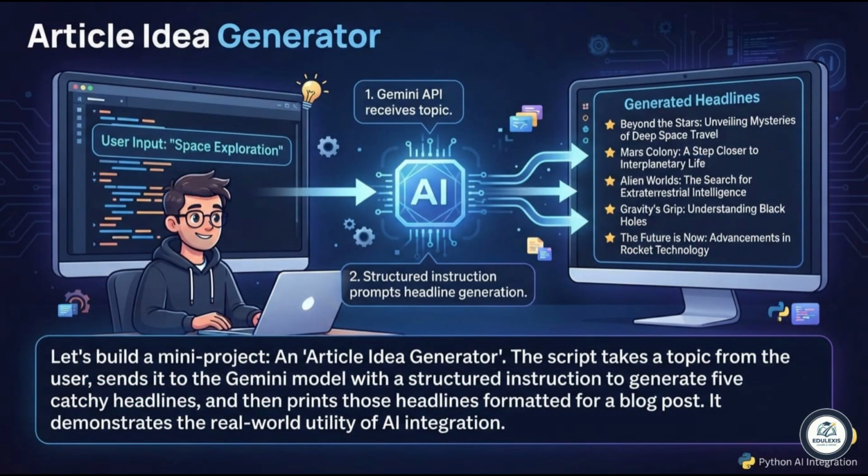Let's build a mini project, an article idea generator. The script will take a topic from the user, send it to the Gemini model with a structured instruction to generate 5 catchy headlines, and then print those headlines formatted for a blog post. It demonstrates the real-world utility of AI integration.